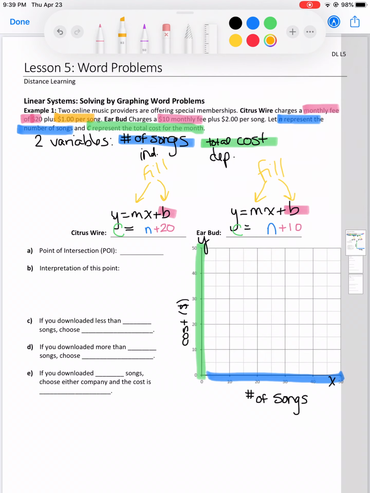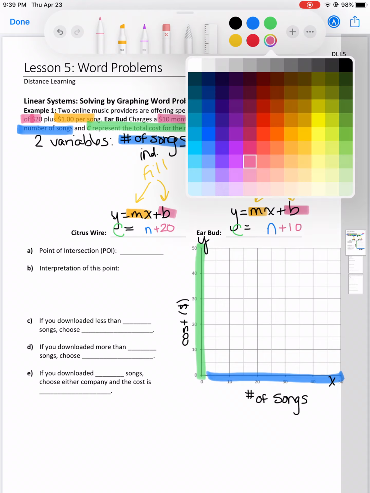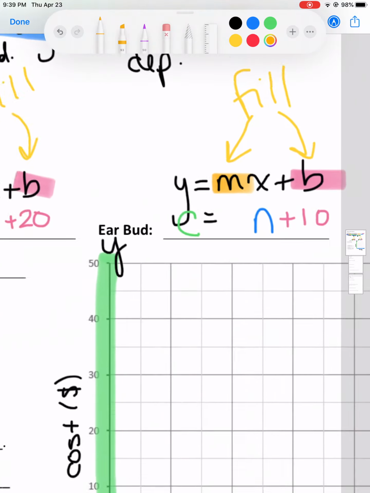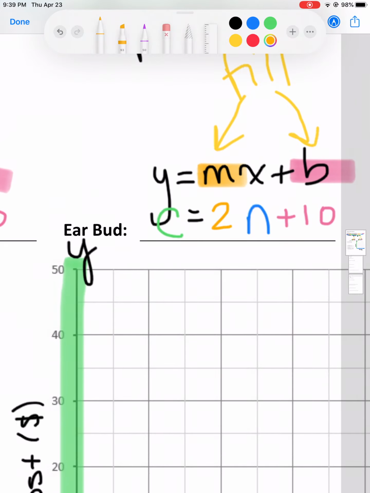$1 per song, $2 per song. That is how it changes. Okay? I don't know if I'll use the same color. I apologize. That looks similar. So, Citrus Wire is 1 because it's $1 per song. And Earbud is $2 per song.